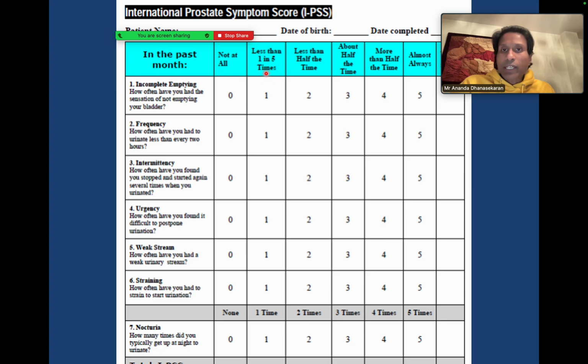If you see, it's very easy to remember. If the patient has absence of symptoms, it just scores 0. Presence of symptoms like 1 in 5 times on the day, it's 1.